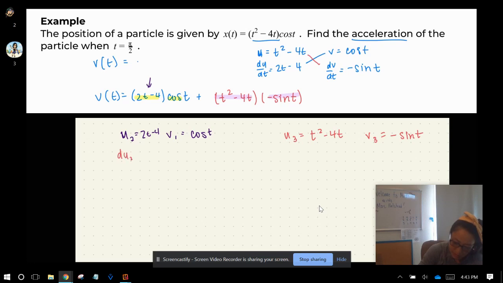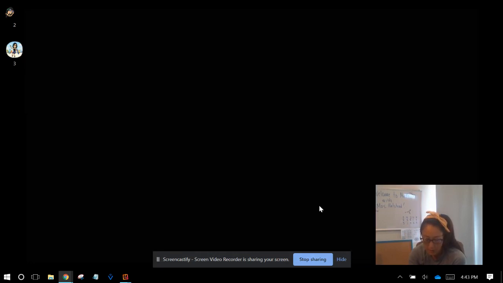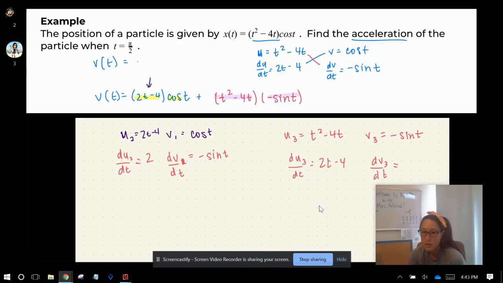Okay, so du2 over dt is equal to 2, just plain 2. And dv2 over dt is equal to, the derivative of cosine is negative sine t. Now we do the same for u3. du3 is going to be 2t minus 4, and dv3 over dt is equal to, the derivative of negative sine is negative cosine t. So negative sine, the derivative of negative sine would be negative cosine.